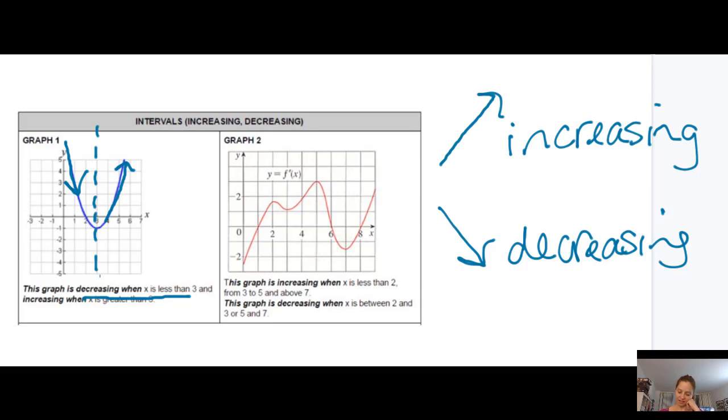Graph number 2 has several times where it changes from increasing to decreasing. And you might notice that I'm drawing a vertical line through the turning points where the graph changes direction. So this graph is increasing when x is less than 2. Okay, so here's where it's increasing. When x is between 3 and 5, it's increasing, and above 7. Great. We use a different color for decreasing. It's decreasing between 2 and 3, and between 5 and 7.